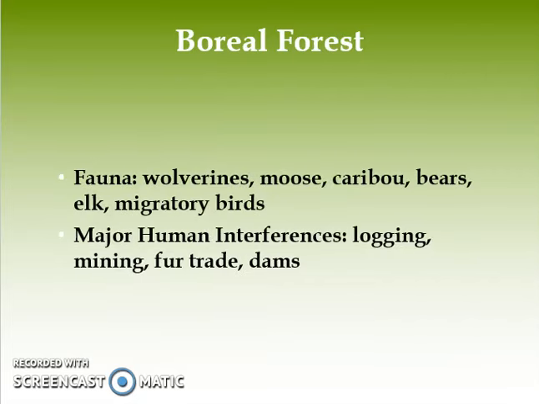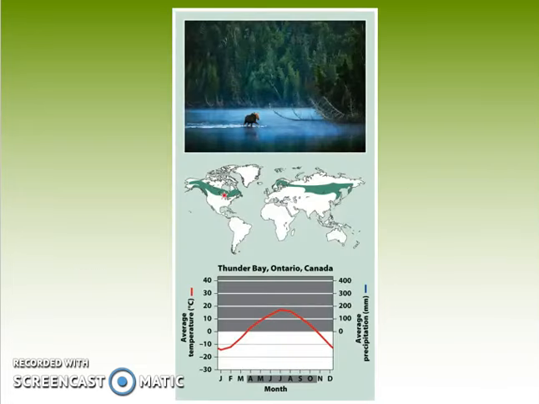Organisms that live there: bear, moose, migratory birds. Human interference: logging, mining, fur trade, dams. We like to dam the rivers. That affects the habitats. And there they are. Okay.